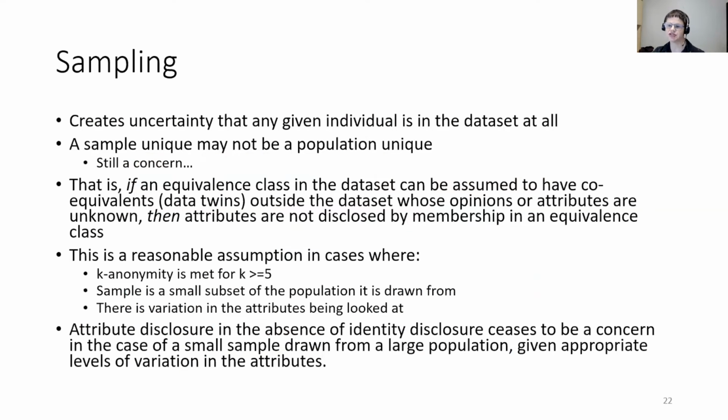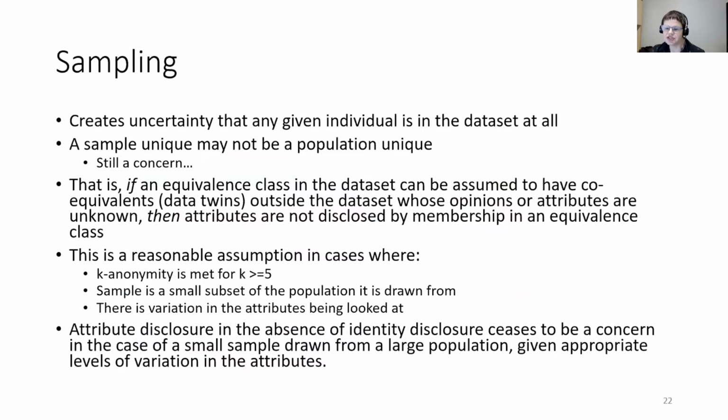Basically, sampling creates uncertainty that any given individual is in the data set at all. A sample unique may not be a population unique, although this is still a concern. So that is, if an equivalence class in the dataset can be assumed to have co-equivalents or data twins outside the dataset whose opinions or attributes are unknown, then attributes are not disclosed by membership in an equivalence class.